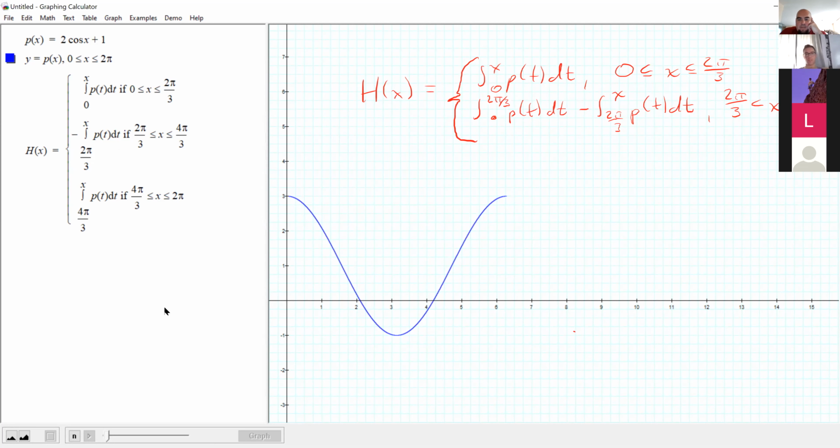Yeah. Okay. And then by that logic, the third one you just have to add on to that. Basically just take all of them. So I want the integral from 0 to 2 pi over 3 of p of t dt minus the integral from 2 pi over 3 all the way to 4 pi over 3 of p of t dt plus the integral from 4 pi over 3 to some x. And that's on the interval from 4 pi over 3 to x all the way to 2 pi.